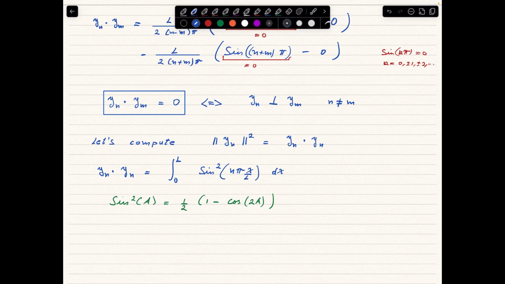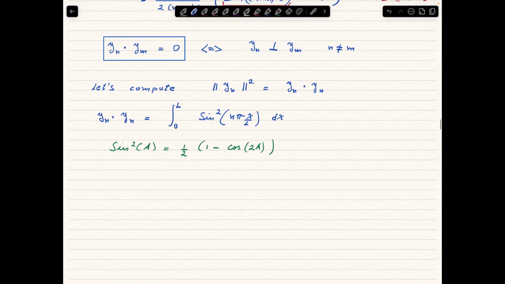So if we use that identity in our calculation, what do we get? Yn dot itself is 1/2 the integral from 0 to L of 1 minus the cosine of 2n pi x over L dx. So we need to do two integrals.